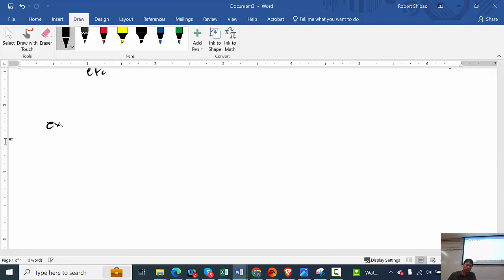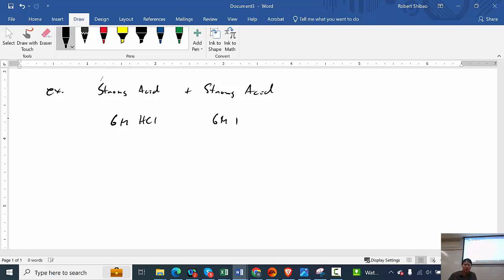All right, so let's take a look at some example mixtures. Here we could do, let's say, a strong acid plus a strong acid. So let's take something like this. What would happen? All right, let's take 6 molar HCl and 6 molar nitric acid and mix them together.